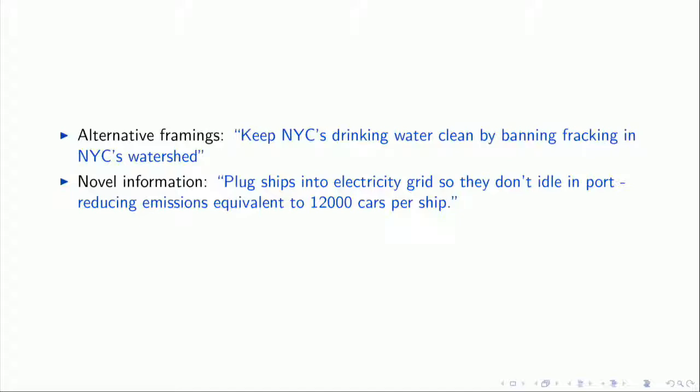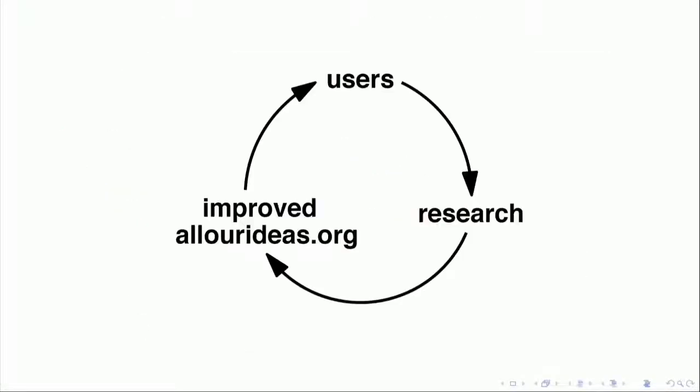The second thing was actually novel information. So these were things that the mayor's office was not aware of, at least the part that we were working with. So, "plug ships into the electrical grid so they don't idle in port, reducing emissions equivalent to 12,000 cars per ship." So this was not something they had thought of before, and it's something that eventually ended up in the plan, a version of this idea. So that's a little bit about wiki surveys.